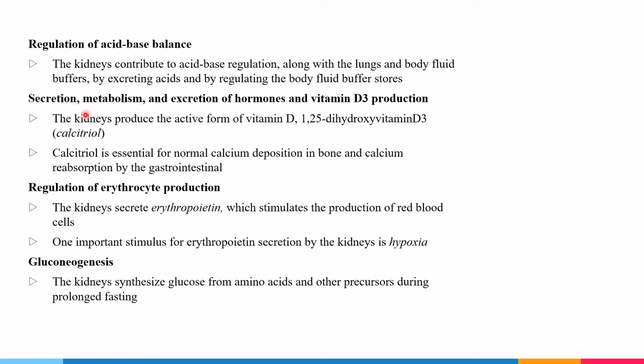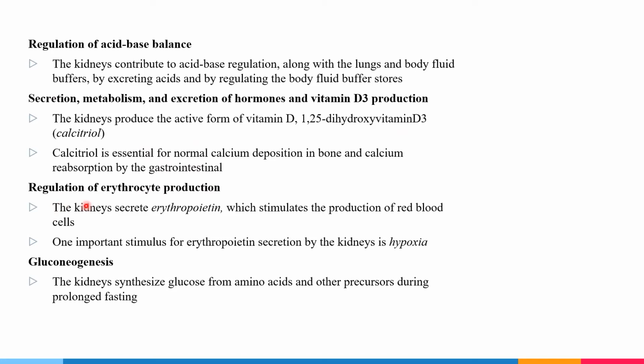Next, the secretion, metabolism, and excretion of hormones and vitamin D3 production are also maintained by the kidneys. The kidneys produce the active form of vitamin D, which is 1,25-dihydroxy vitamin D3, or calcitriol. Calcitriol is essential for normal calcium deposition in bone and calcium reabsorption by the gastrointestinal system.